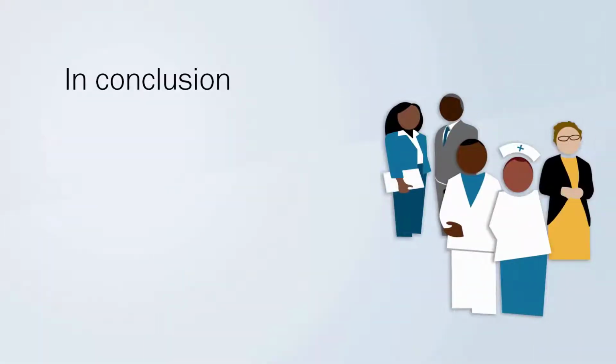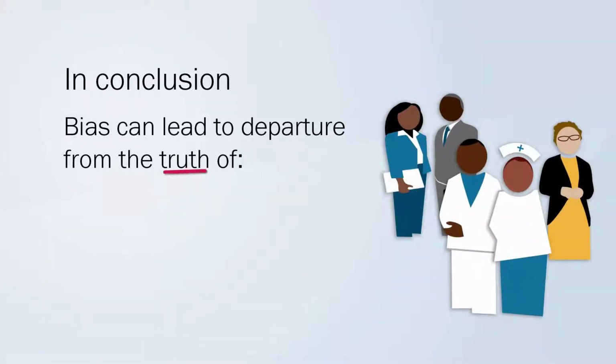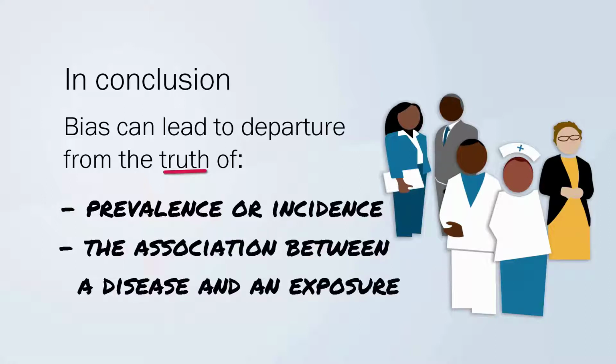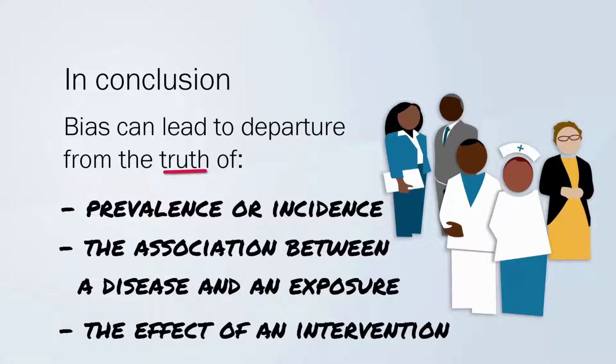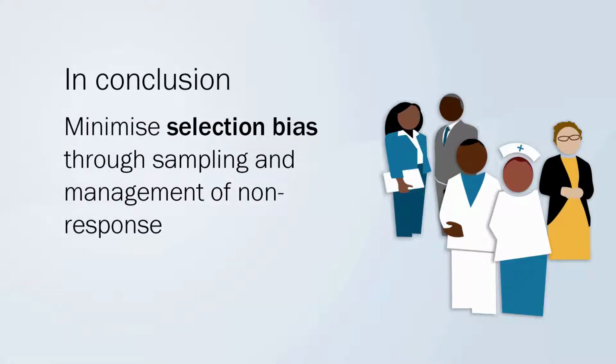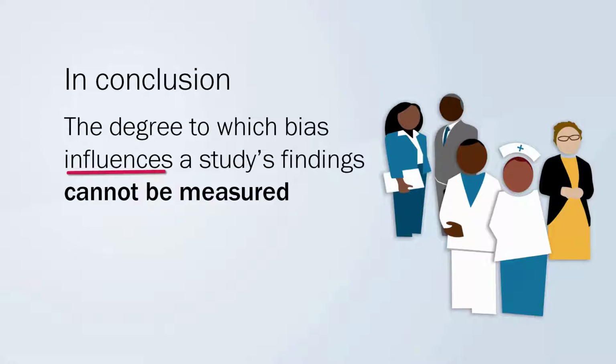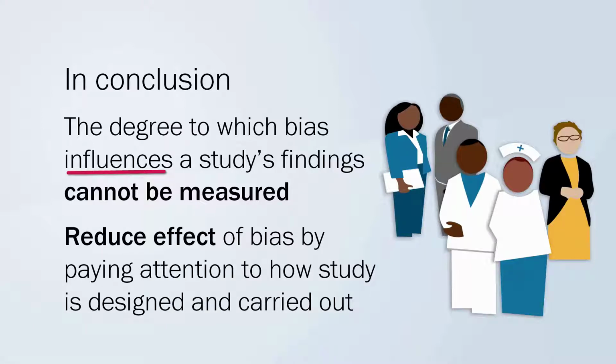In conclusion, bias can lead to departure from the truth. That is, the true value of the prevalence or incidence in the population, or the association between a disease and an exposure, or the effect of an intervention. We minimize selection bias in our participant selection through well-devised sampling and management of non-response. We minimize information bias through training and protocols. The degree to which bias influences a study's findings cannot be measured. However, we can reduce the effect of bias by paying close attention to how a study is designed and carried out.